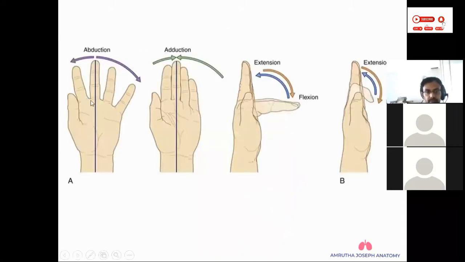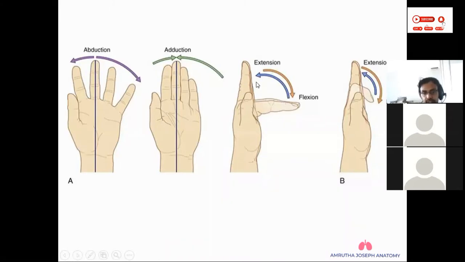Look at this here. This is just a revision for you, just showing you abduction. So this is a long axis, the axis of the adduction abduction, which passes through the middle finger, right? When a finger moves away from the mid finger or the third finger, that is abduction. If it is coming close to that, it is adduction. Similarly, so this is abduction and adduction.